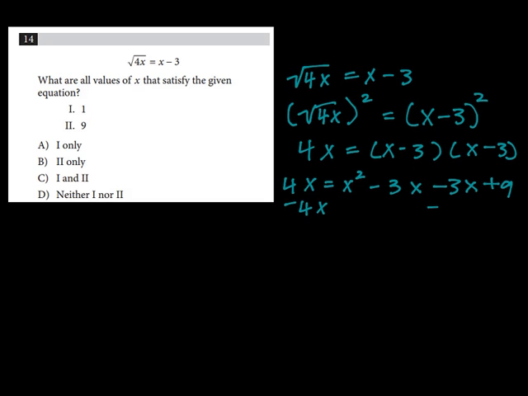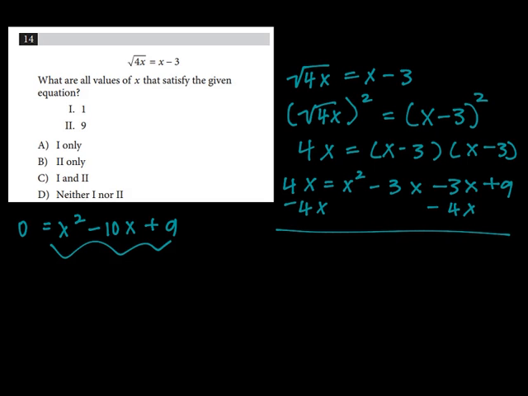Now let's subtract 4x from both sides. And subtracting 4x on both sides will get 0 equals x squared minus 10x plus 9.